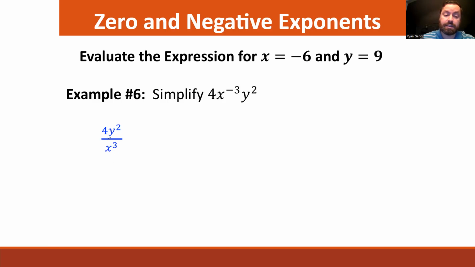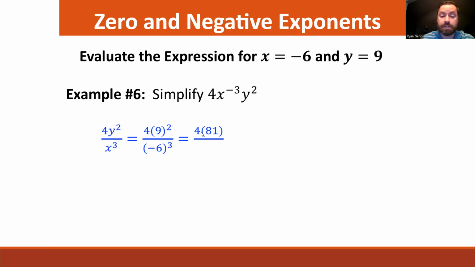Now that everything has a positive exponent, I'm going to replace x and y with the numbers that we said to replace them with. So y gets replaced with 9. Make sure you use parentheses. And x gets replaced with -6. So 9 squared, we're going to do that first. We're doing order of operations here. So 9 squared is 81.